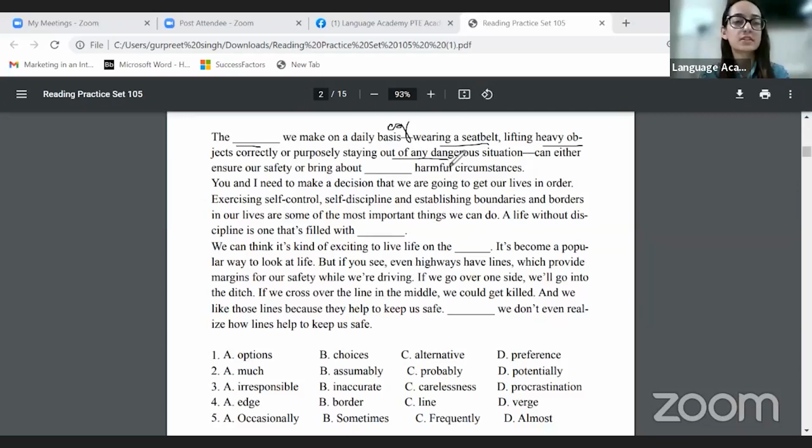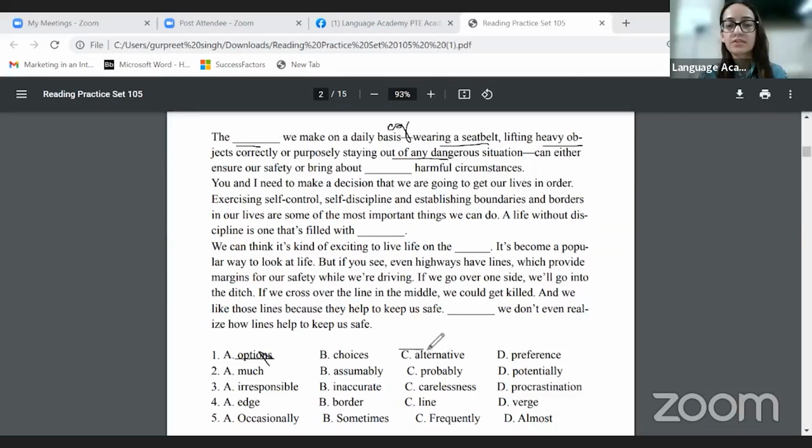So what are these things? These are the examples of options. Wearing a seat belt is an option that we make. Otherwise also, do we make options? So the noun options doesn't go with the verb make, because with options we say I have so many options, or I have given so many options. You don't make options.